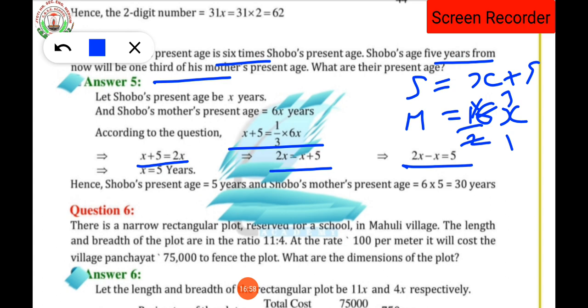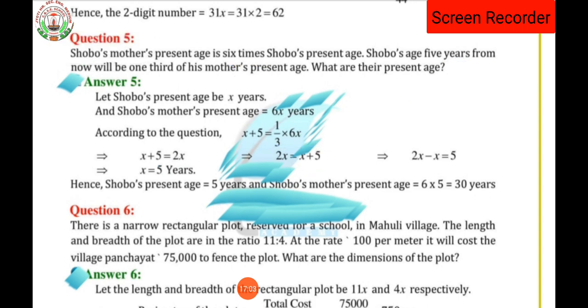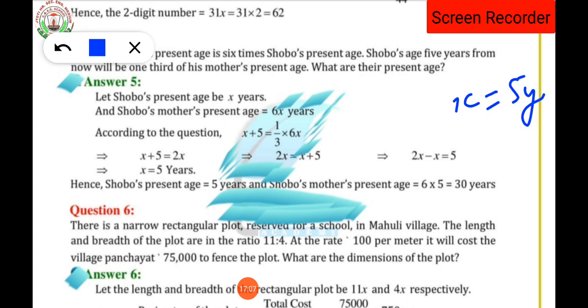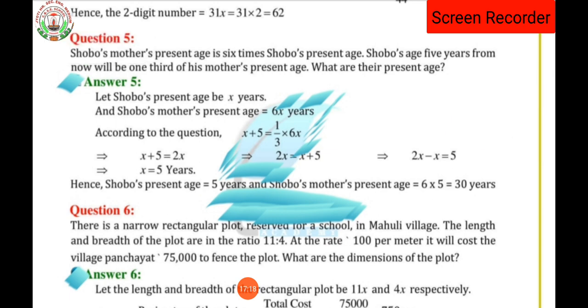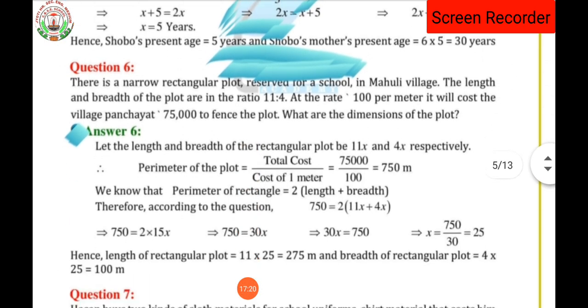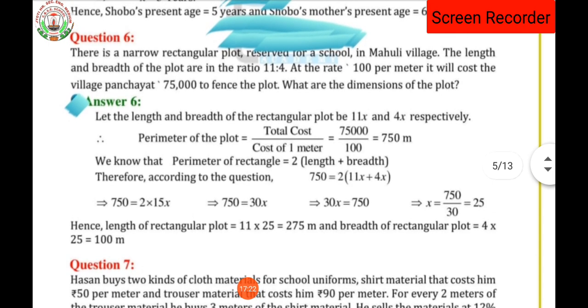So what will Shabo's age be? 2x minus x will be x. So Shabo's age will be 5 years, and her mother's age, as we know, 6x is her present age. So 6 into 5 will be 30. So Shabo's mother's age is 30 years. Clear everyone? Now the next question we have.